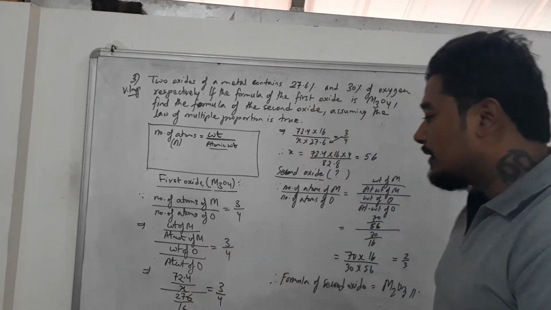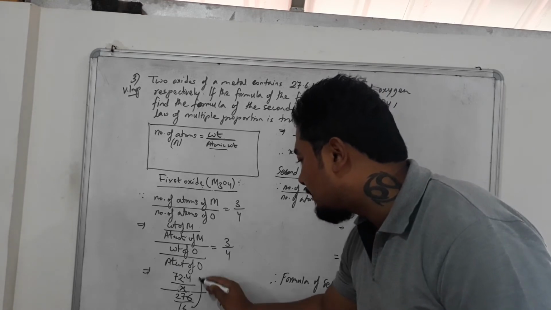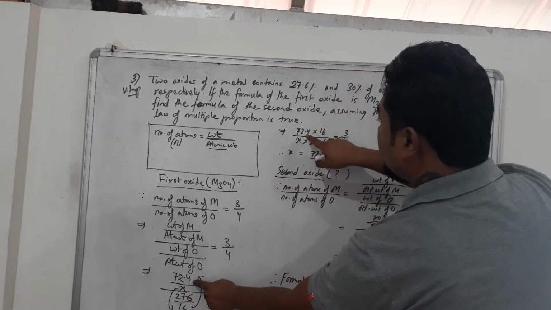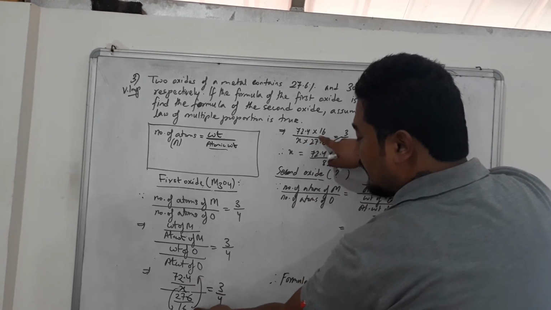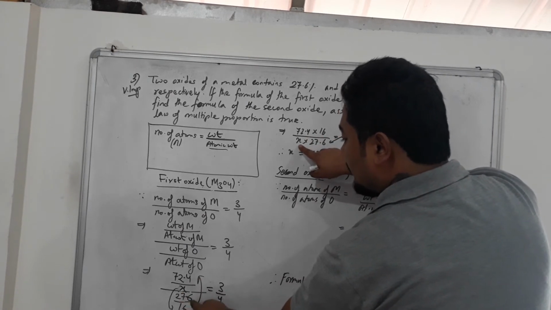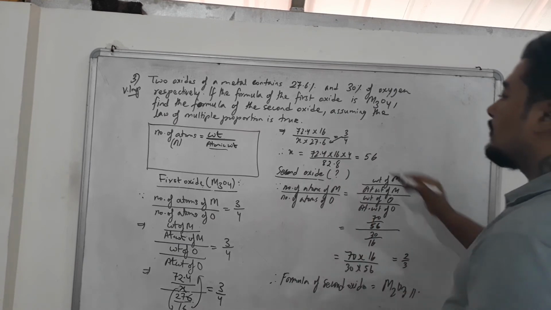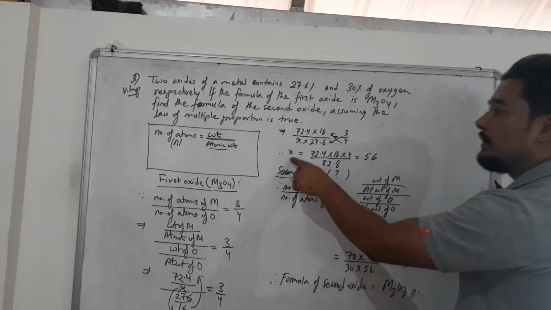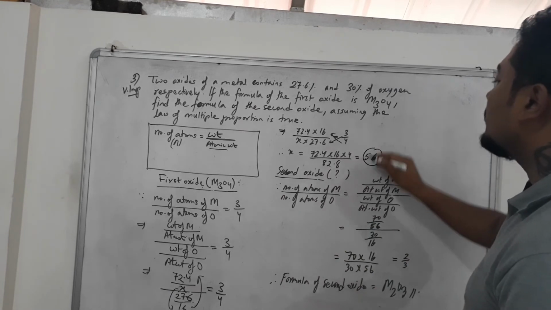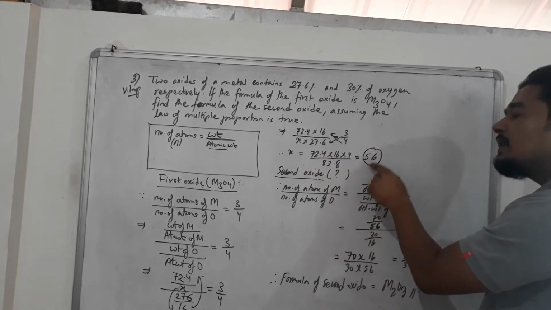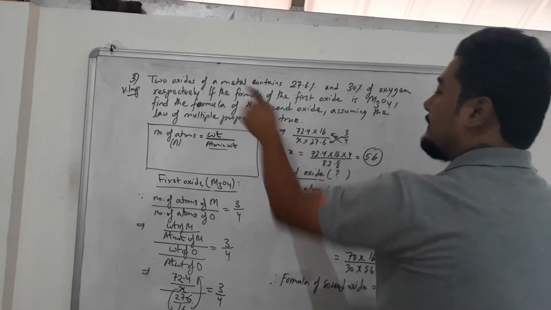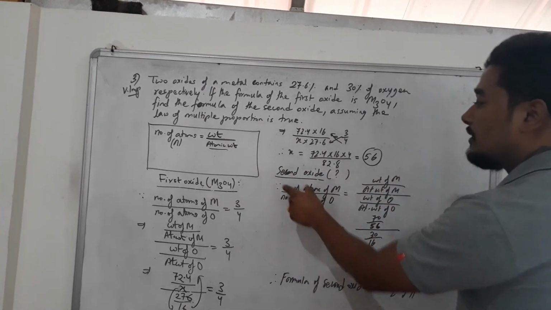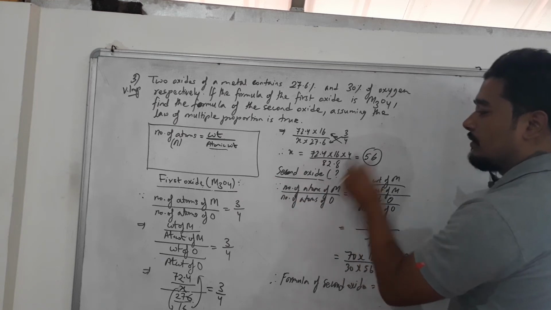Now what will we do? This will go up and this X will come down. As a result, what you get here is 72.4 into 16 divided by X into 27.6. Now if you cross multiply this and find the value of X, it will come to 56. So we got the atomic weight of the unknown metal M, which came to 56. It seems like it is iron. Now we will find the formula of the second oxide.